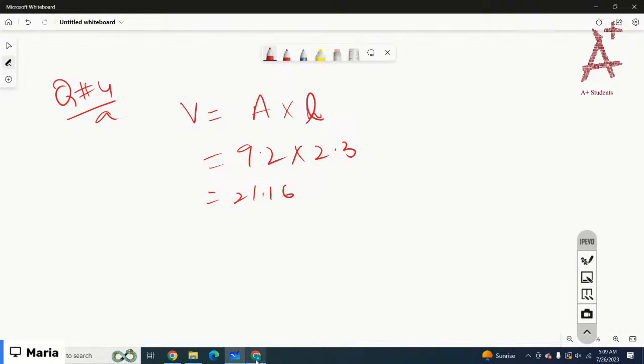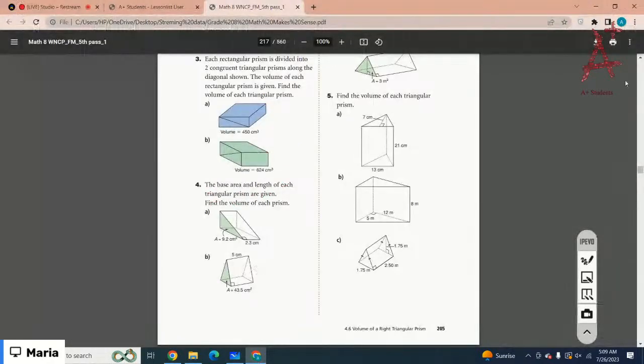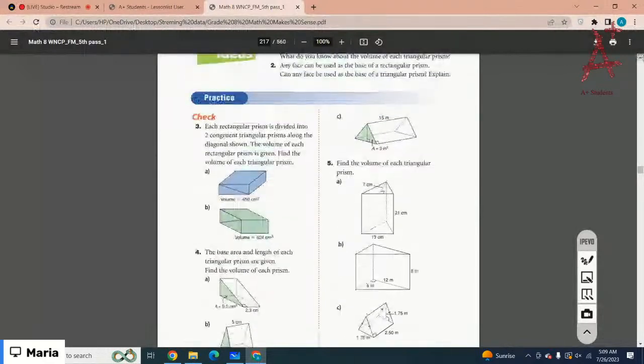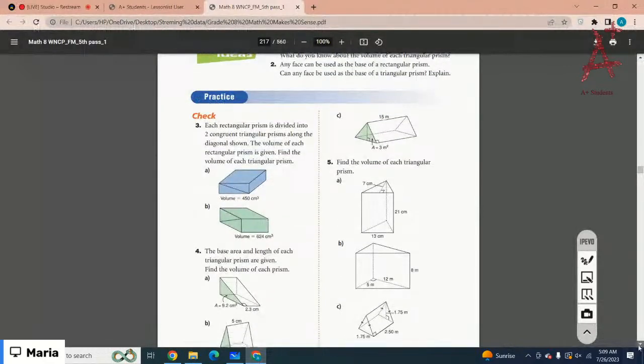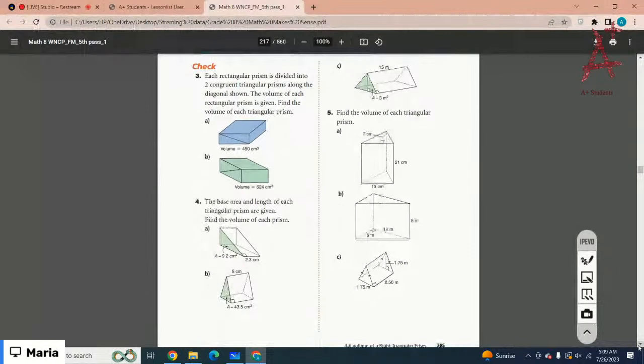Got it? You have to do the same thing with part B, and I think C and D also. Okay, find the volume of each triangular prism. You are given the triangular prism. Now you are not given the area. You have to calculate the area of the triangle by yourself. That would be area of the triangle is half times base times height. Got it? Let's just do question number 5a.